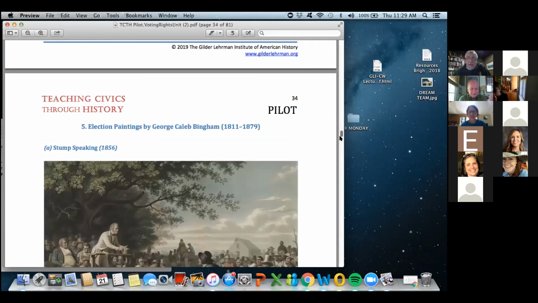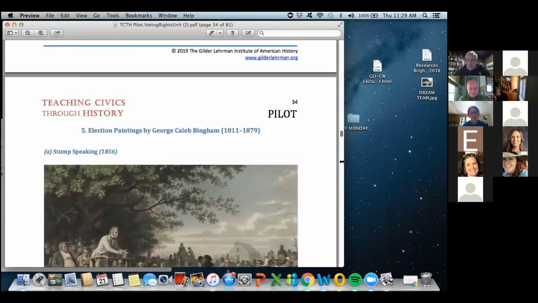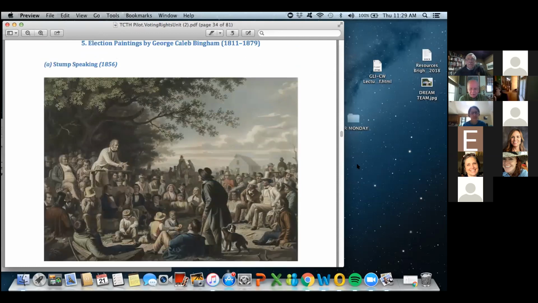Yeah, here's one of the visuals. All right. So there are two paintings by George Caleb Bingham, a very well-known American artist, and they both deal with voting rights. One of the things you could do is show these two paintings and then ask students, what do these two paintings reflect and tell us about voting rights in the United States at that time, the antebellum period of United States history?